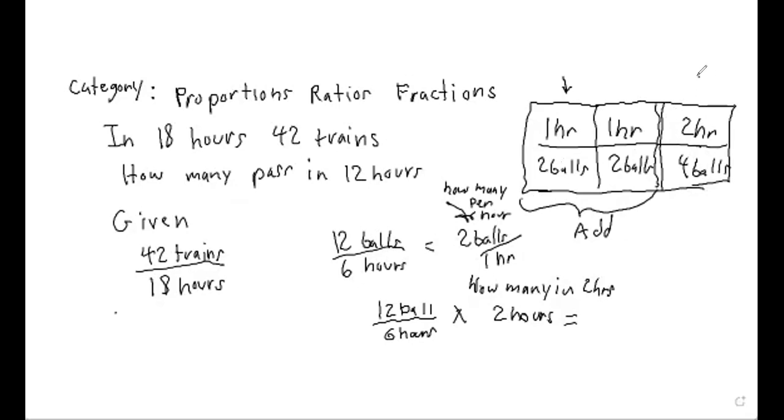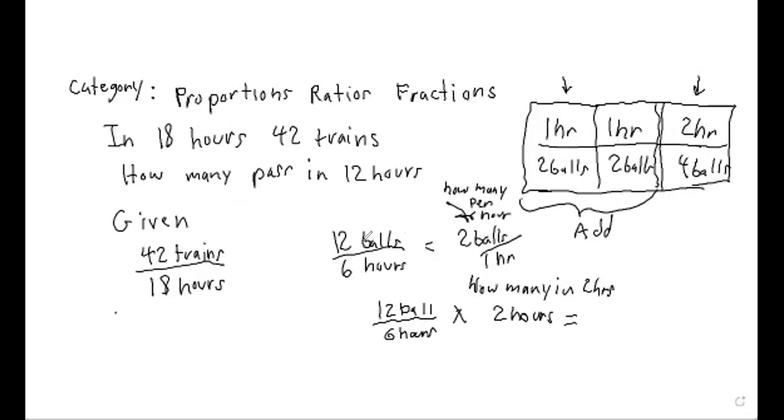As you can see here, we added them up. That's 2 hours, and we add up how many balls are passing: 2 balls the first hour, 2 balls the second hour. So that makes 4 balls in 2 hours. Now that's kind of a graphical way to do it, but we can do this problem a lot simpler, simply by realizing that the original fraction, 12 balls per 6 hours, gave us the ratio 2 balls per hour. So this 12 over 6 represents how many balls pass per hour.